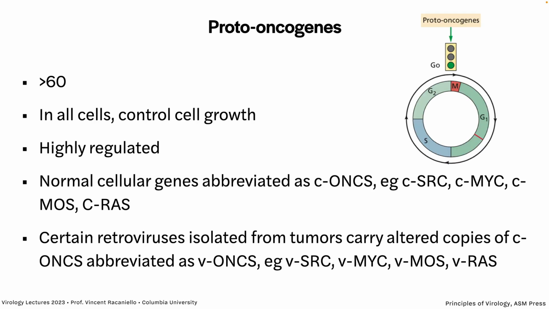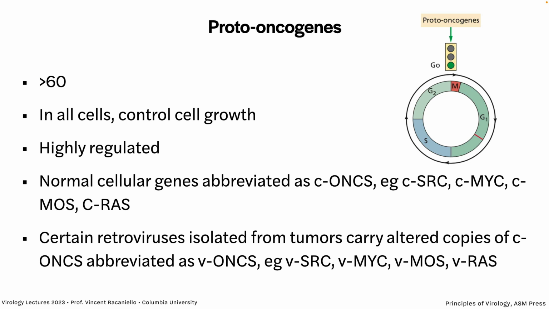So from studying all these different transducing retroviruses, we have identified over 60 genes within the cell, which we call oncogenes. It's not a good name. They're not there to cause cancer, right? But that's how we found them, because Rous sarcoma virus caused cancer, so we called the gene it picked up an oncogene. But in the cell, these are genes involved in regulation of cell growth. And cell growth is highly regulated.